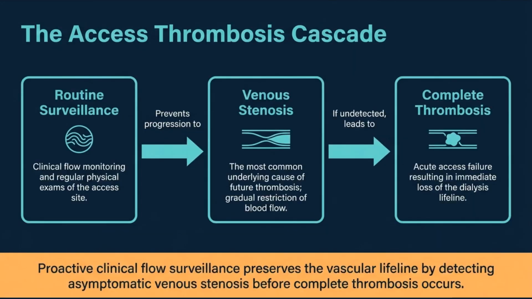Vascular access complications are a leading cause of morbidity in pediatric hemodialysis. Access thrombosis is a primary reason for the failure of both arteriovenous fistulas and arteriovenous grafts. The most common underlying cause of this thrombosis is venous stenosis, which gradually narrows the vessel and restricts blood flow. Routine surveillance for stenosis is a critical component of preventative care.